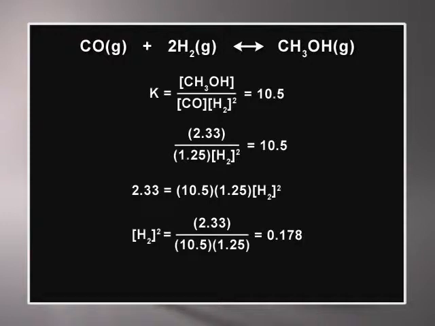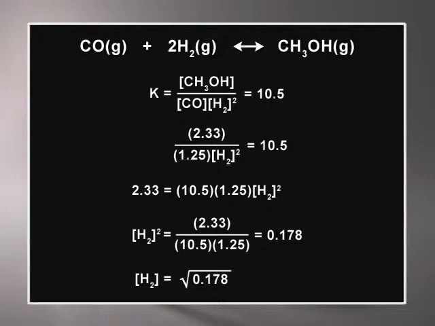0.178 is not the answer to the problem. That number does not equal the concentration of hydrogen. It equals the concentration of hydrogen squared. But our task was to find the concentration of hydrogen, and that would be equal to the square root of 0.178. So you need to know how to take the square root of a number on your calculator.